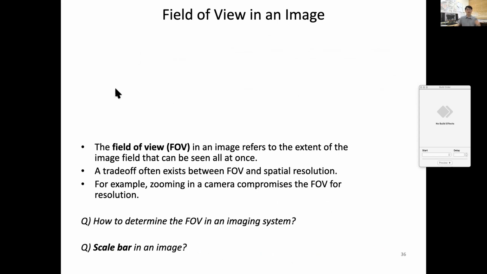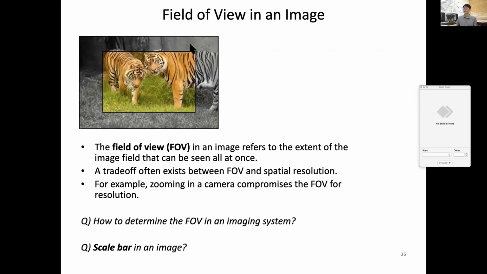Hopefully this makes sense. And now I want to describe another very important concept: field of view in an image. Those who are using images for your research should know the concept of field of view. It's very easy. You have this object with what is called a big field of view. This is a small field of view. So field of view in an image refers to the extent of the image field that can be seen all at once.